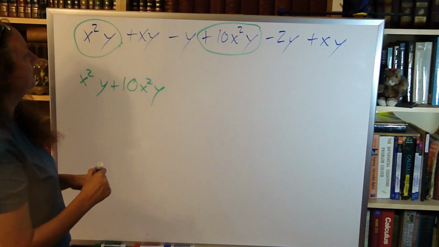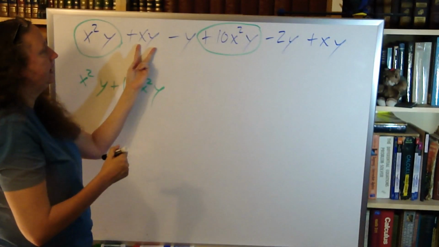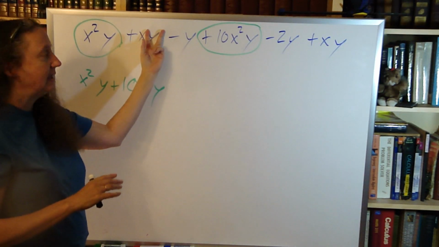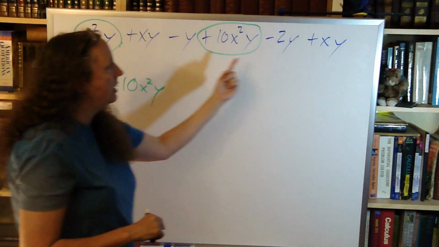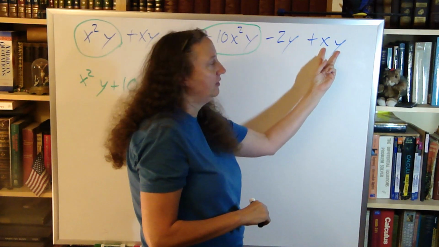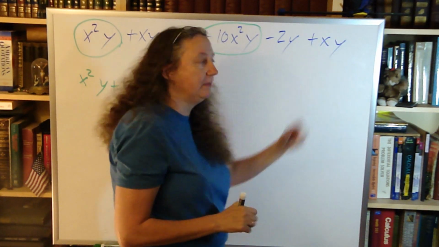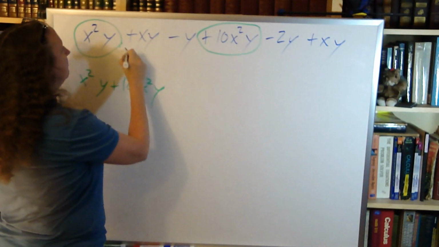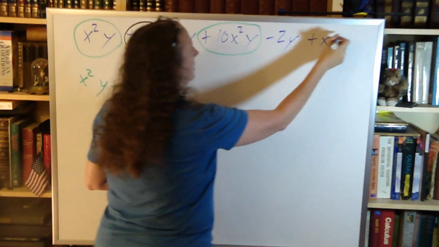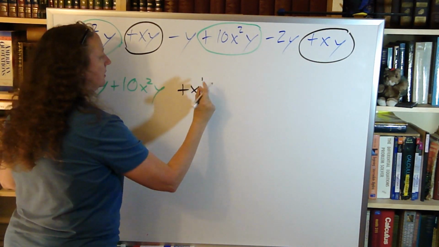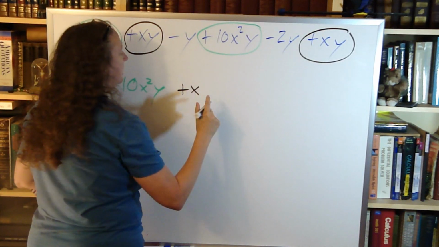Plus xy. I look for anything else that has both x and y, but no exponents on them. Just a y, just a y. That has both x and y, and there are no exponents on either of them. So I have my plus xy and my plus xy. I don't need to write the exponent.